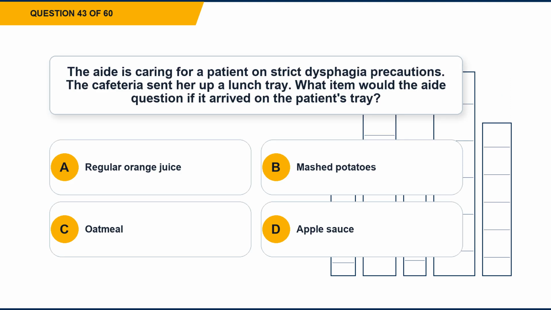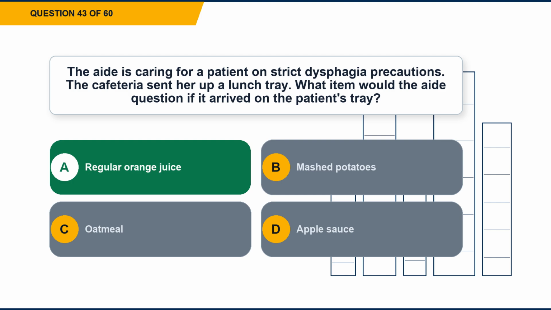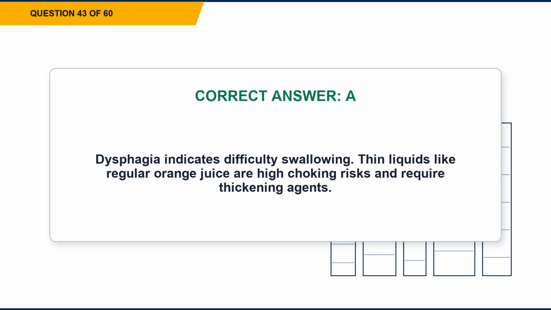Question 43. The aide is caring for a patient on strict dysphagia precautions. The cafeteria sent her up a lunch tray. What item would the aide question if it arrived on the patient's tray? Option A. Regular orange juice. Option B. Mashed potatoes. Option C. Oatmeal. Option D. Applesauce. The correct answer is option A. Regular orange juice. Explanation. Dysphagia indicates difficulty swallowing. Thin liquids like regular orange juice are high choking risks and require thickening agents.